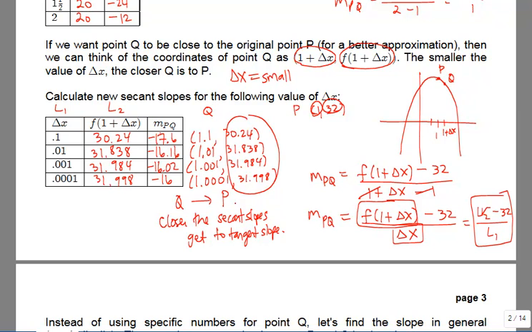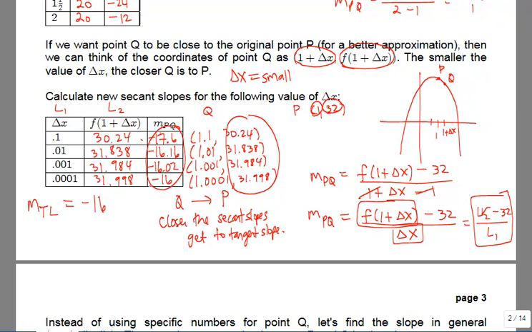So what would be a good guess as to what the true tangent line slope would be? What are these values approaching as these delta x's get smaller? It looks like they're getting closer and closer to -16. So a good guess would be that the tangent line slope is probably -16. And what is it called in calculus when you get closer and closer to something? That's called a limit. So we are going to use limits to represent how to calculate a tangent line slope.